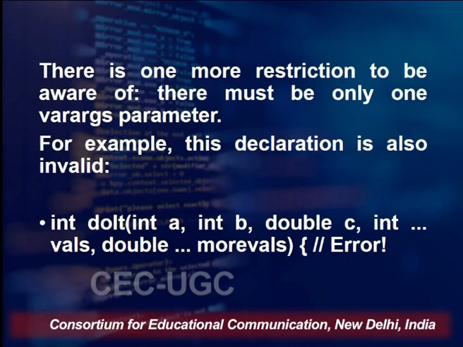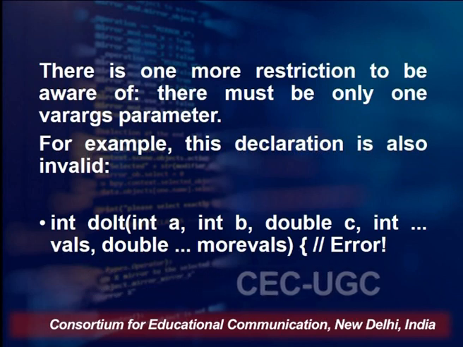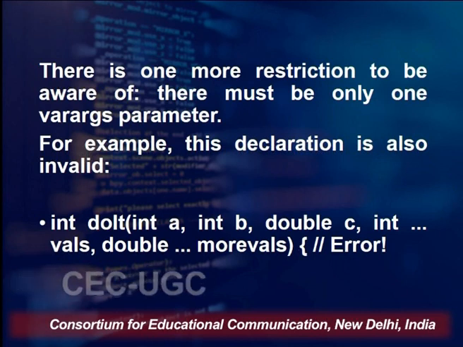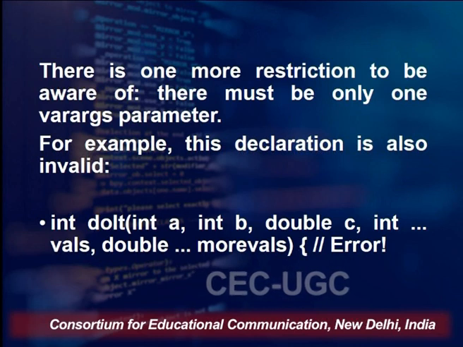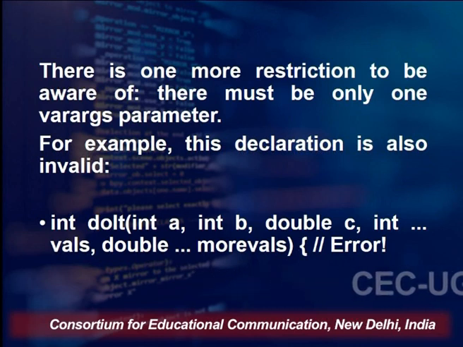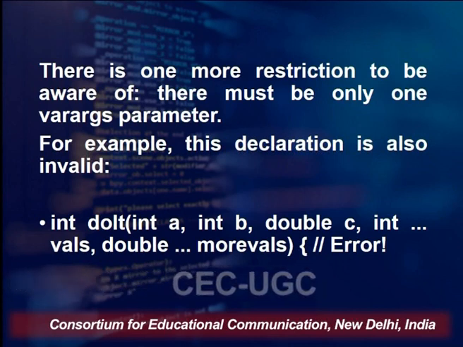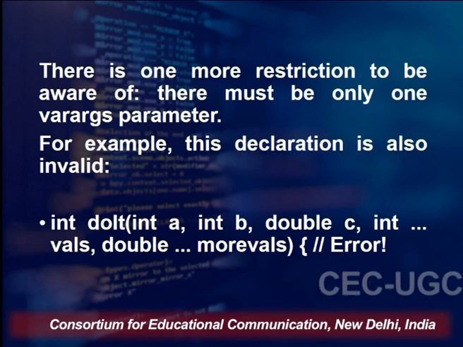For example, if we have this declaration which says that inside a method we have int a, int b, then double c or whatever, then a varargs parameter of type int, that means int... vals, and then we have double... and another variable name, that is going to give us an error, because of the restriction that there can be only one varargs parameter.